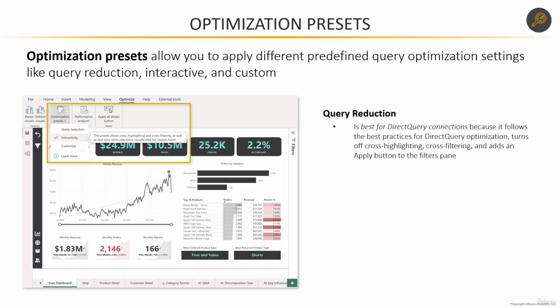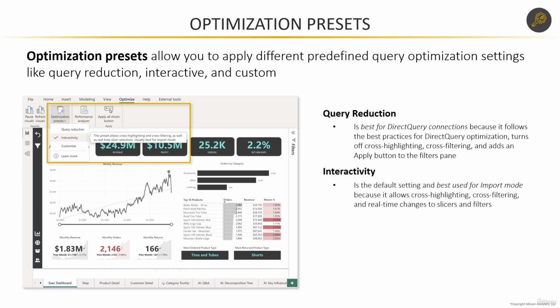First, we have this query reduction option, which is really best suited for direct query connections because it turns off all cross-filtering, cross-highlighting, and it adds an apply button to slicers. Remember that direct query connections need to send all of the queries back to the data source, which isn't stored within memory, and doing this can be time intensive.